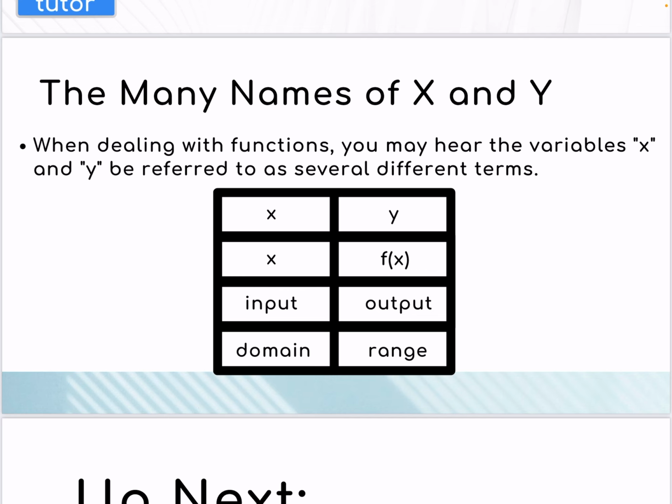And then you can also see them referred to as input and output. And that speaks to the idea that they are a function, that they're a lot like a machine. You have one number, the X value, that goes in, the input, and then you have a number that comes out because of that input, or the output, which is the Y or the f of X value.